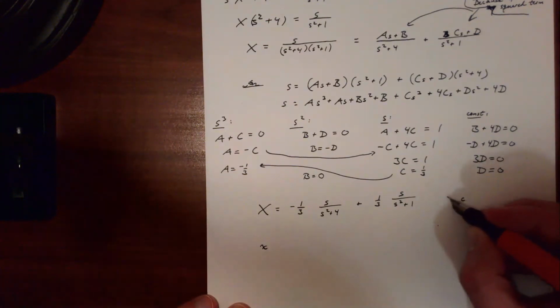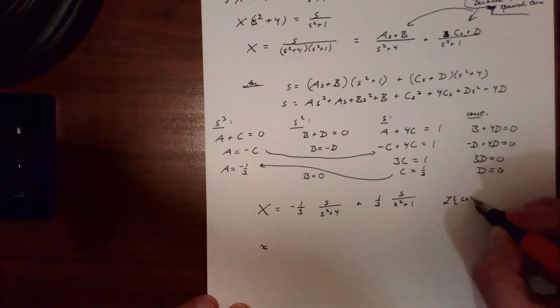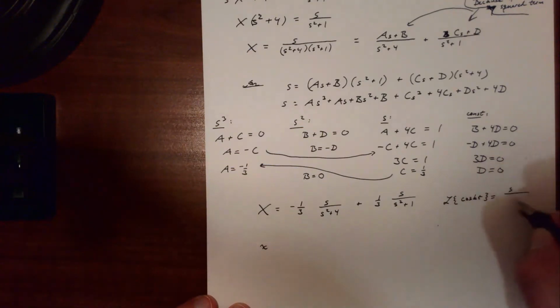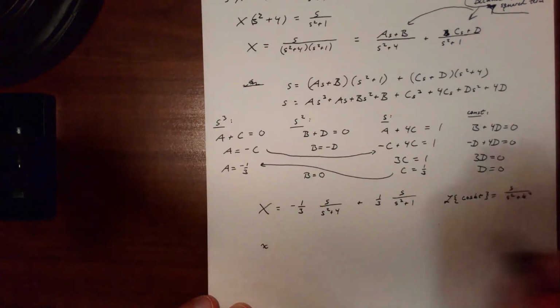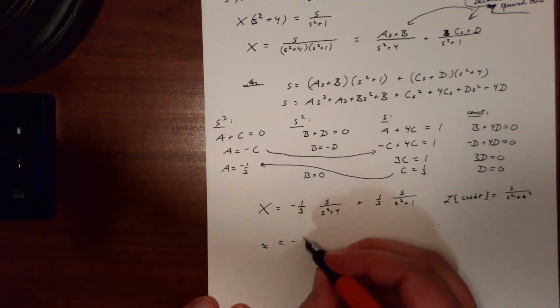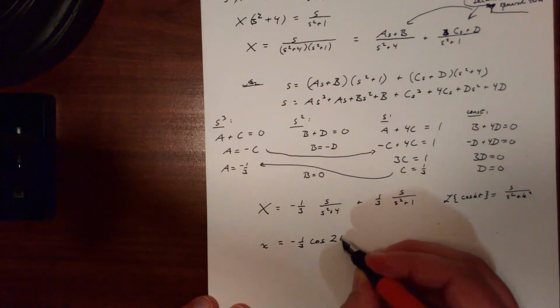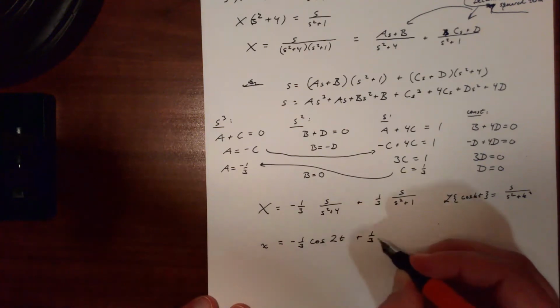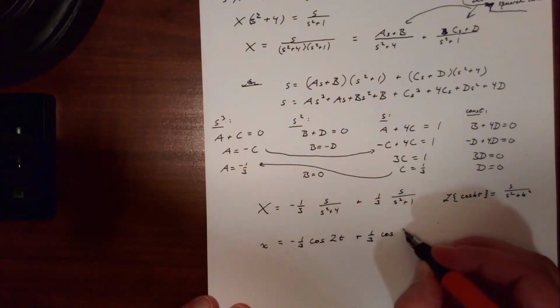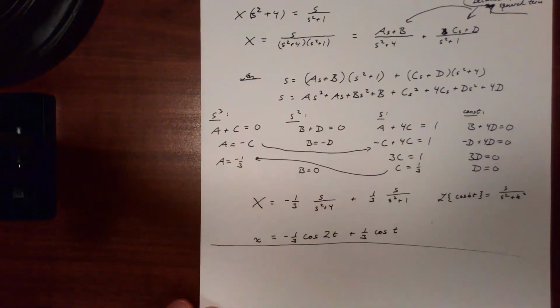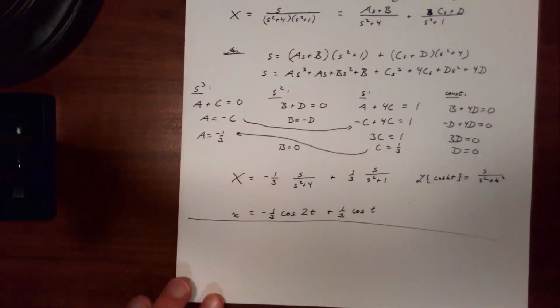which means then we are looking at something that fits in our pattern. So remember what the Laplace transform of cosine kt was. It is s over s squared plus k squared, which fits exactly. So this is going to equal negative 1/3 cosine 2t plus 1/3 cosine t. So that's how that goes.